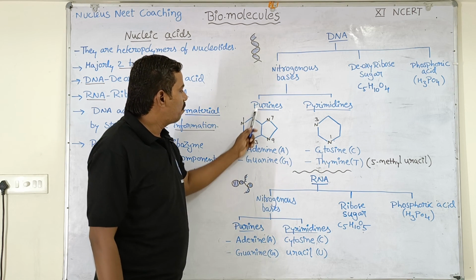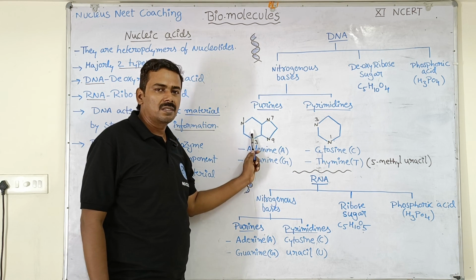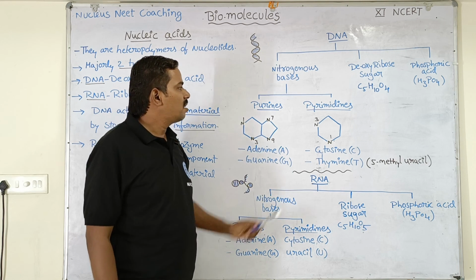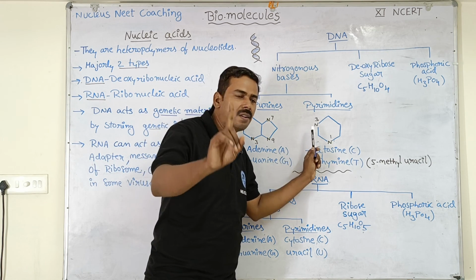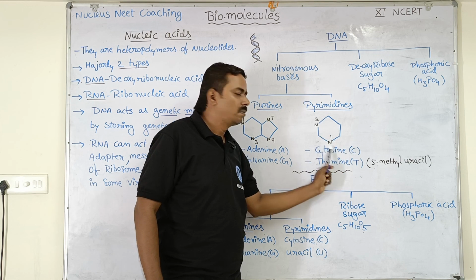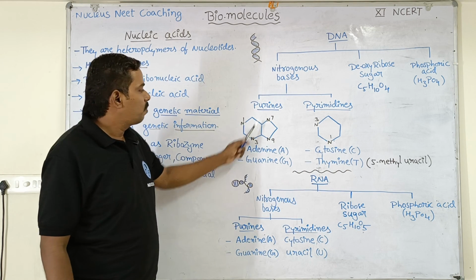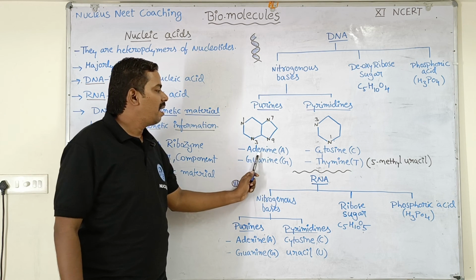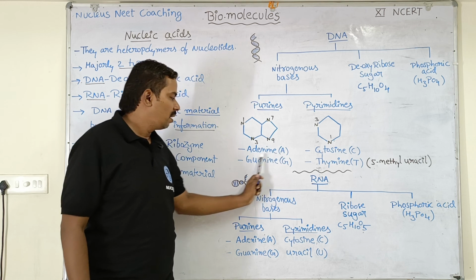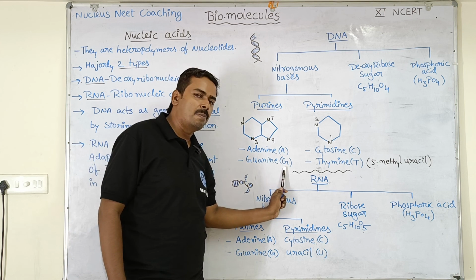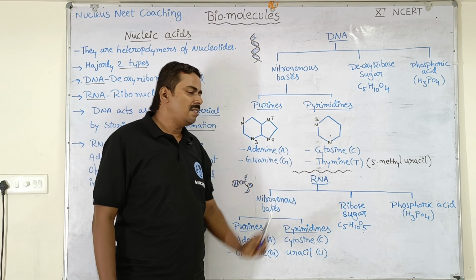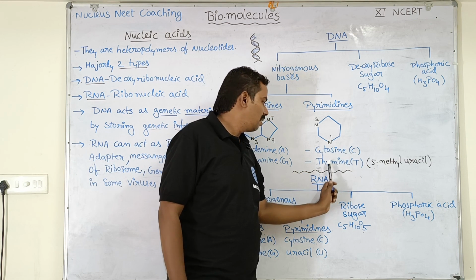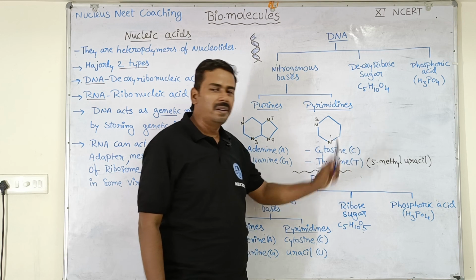As you are seeing here, purines have double rings. There are two rings in their structure which are fused with each other, whereas pyrimidines have only one ring. There are two types of purines, adenine and guanine. Adenine is represented by capital A, guanine by capital G. Pyrimidines are again two types: cytosine, represented by capital C, and thymine, represented by capital T.